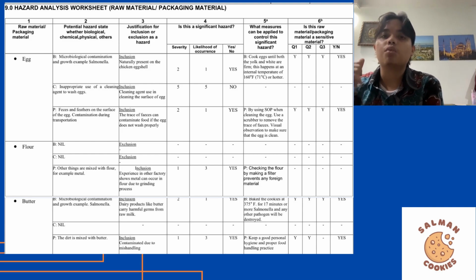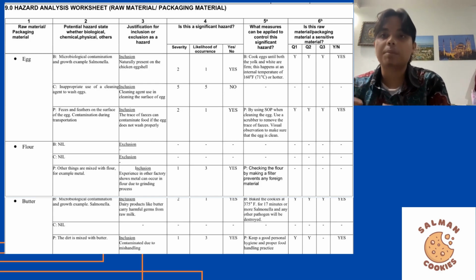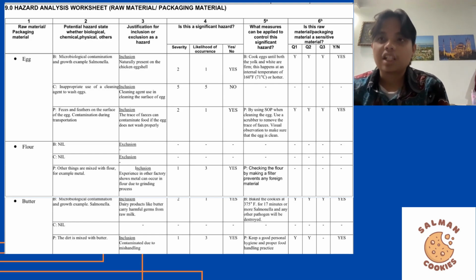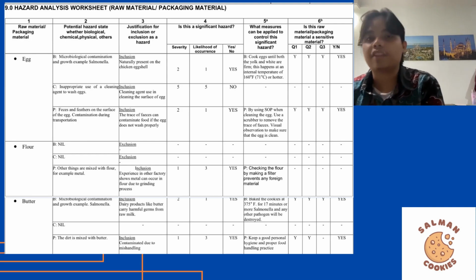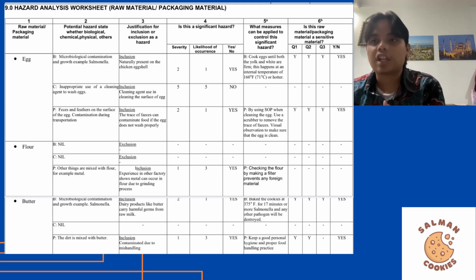So we have found a way to solve this problem: cook the eggs until both the yolk and white are firm. This happens at an internal temperature of 116 Fahrenheit, or 71 Celsius, or hotter, because at high temperature the salmonella bacteria will be destroyed immediately. Next, these eggs are also exposed to chemical hazard, which involves the cleaning agents used when cleaning these eggs from any feces or dirt. This is because if the washing agent is not rinsed carefully and clean, it will change the safety of the food.